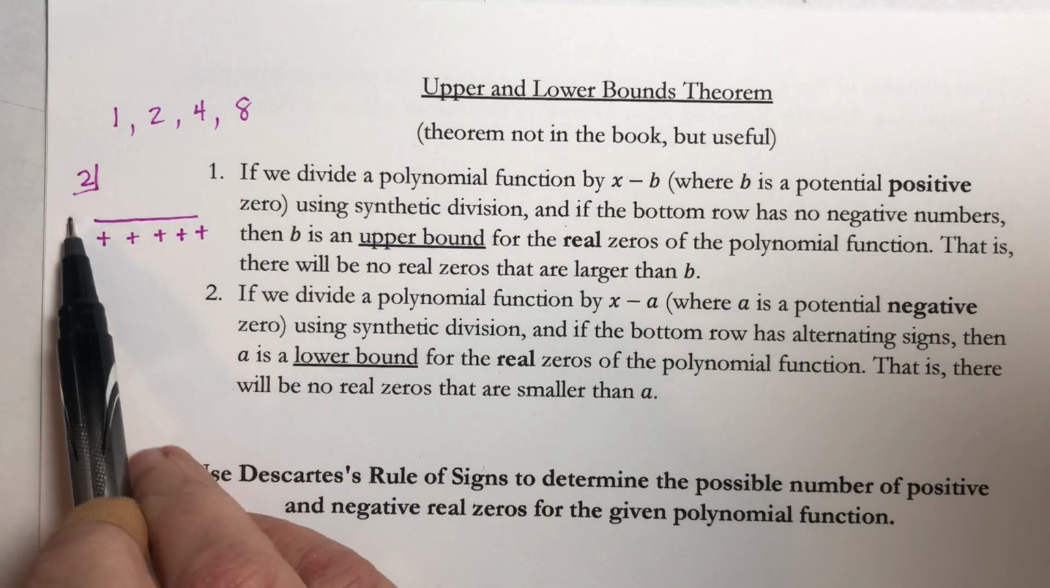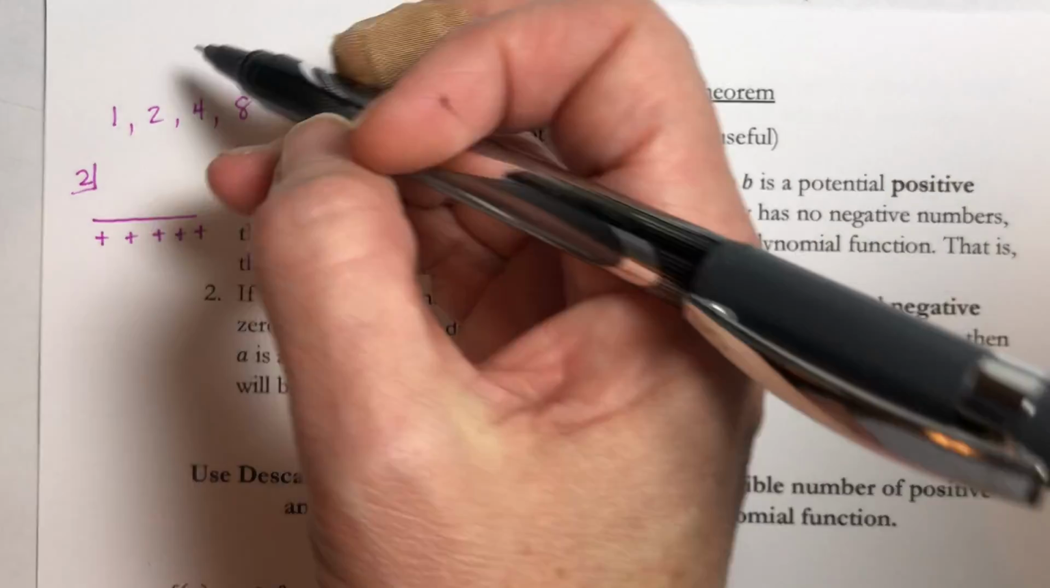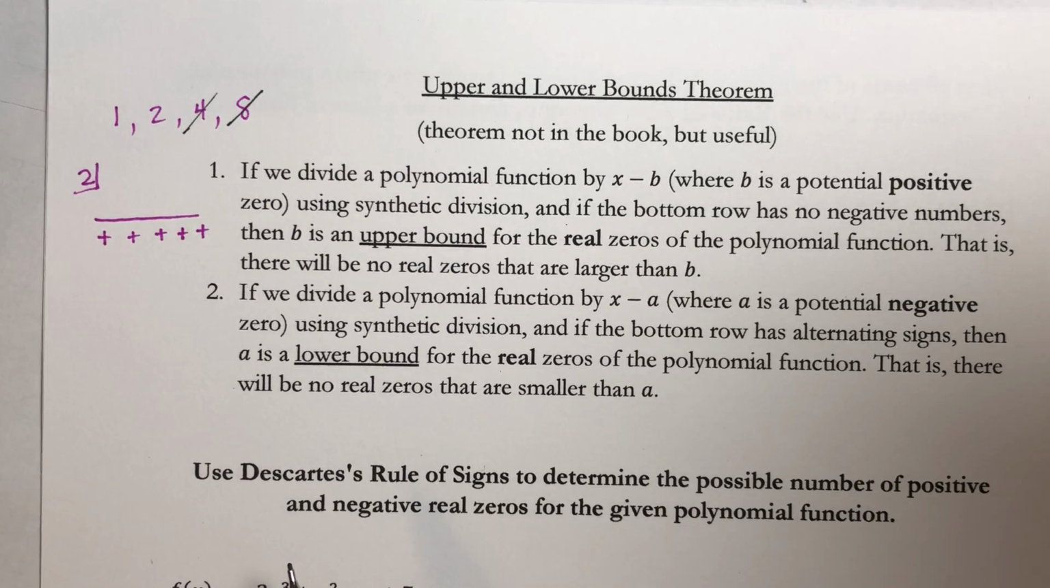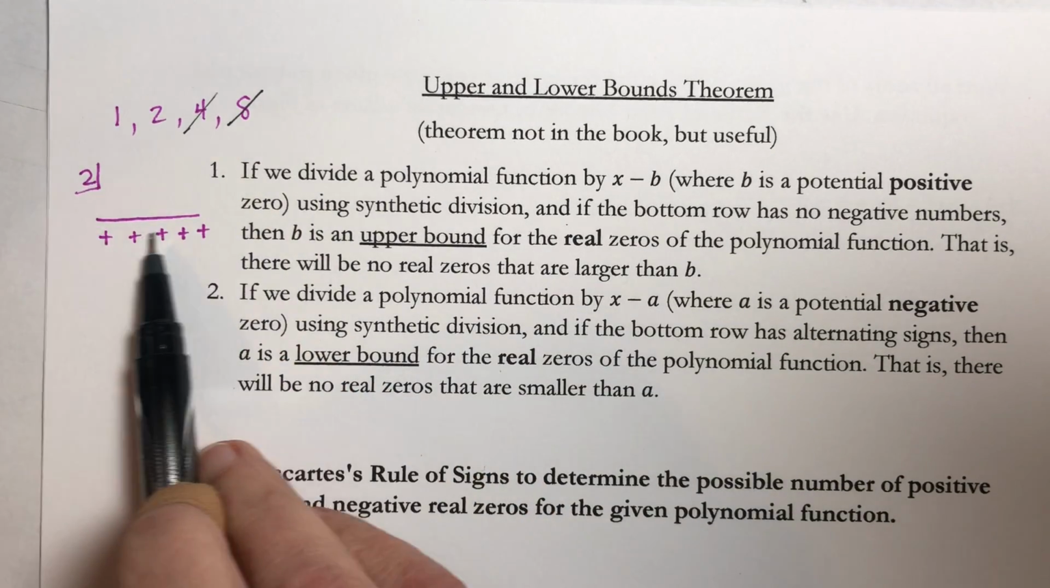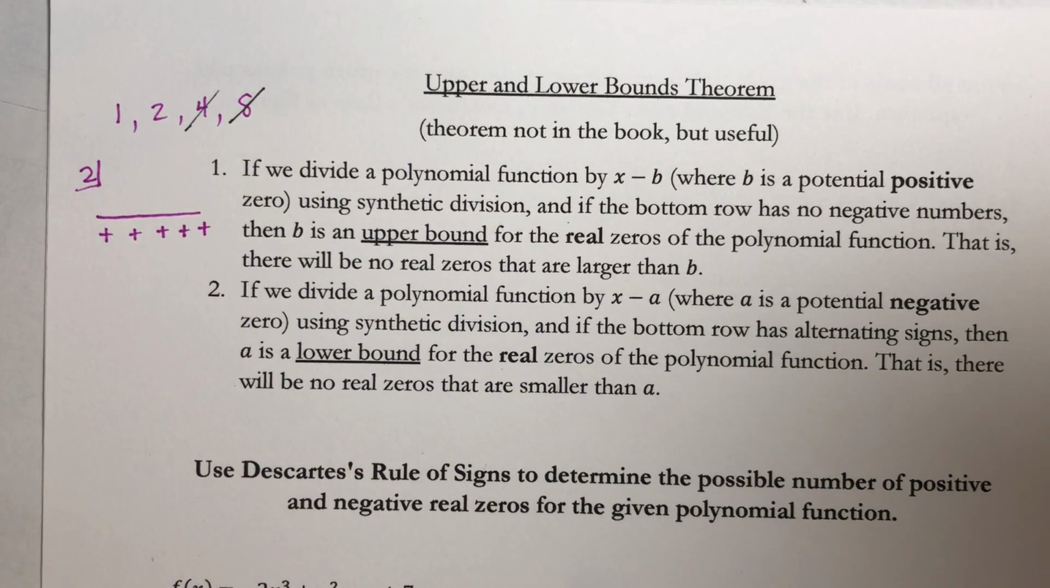So if I'm just testing and I check 2 and I get positives all the way across the bottom, then I can also eliminate 4 and 8. Those are not going to be possible answers. So if you see this and you're testing a positive number, it can cut out some of the things you need to check.